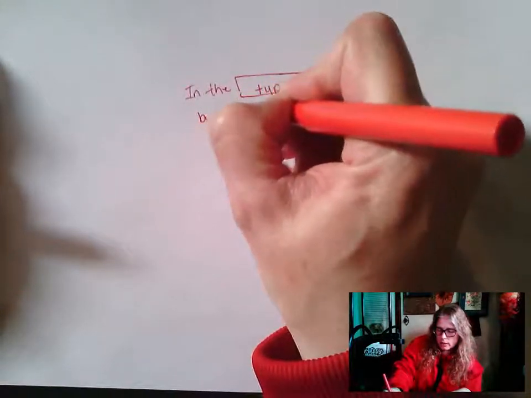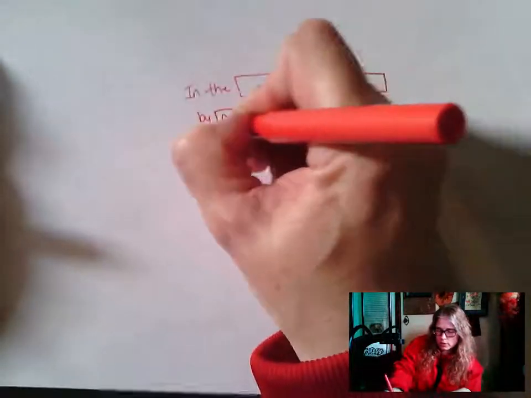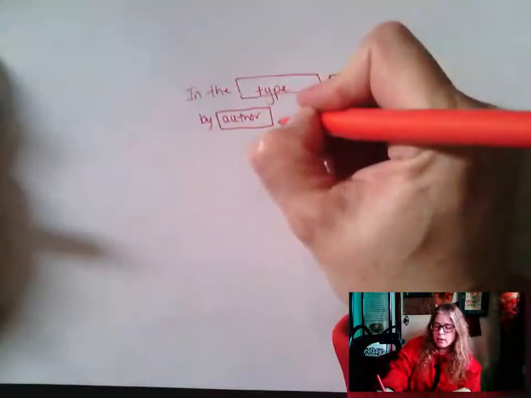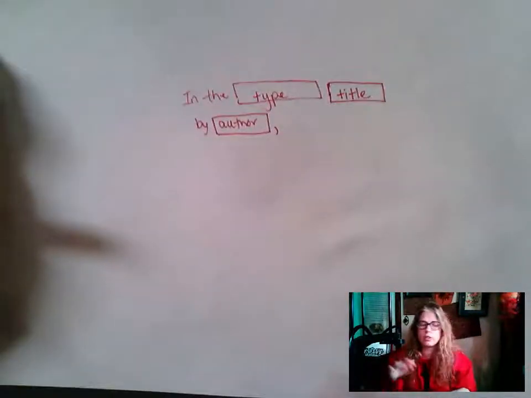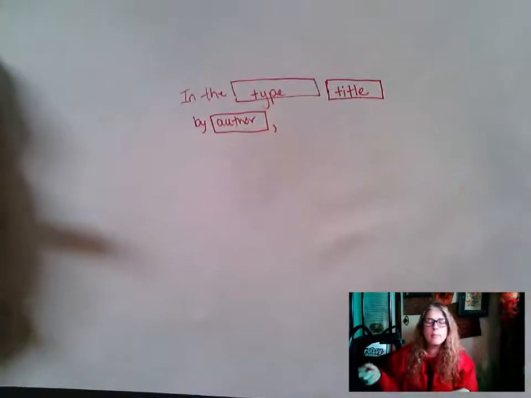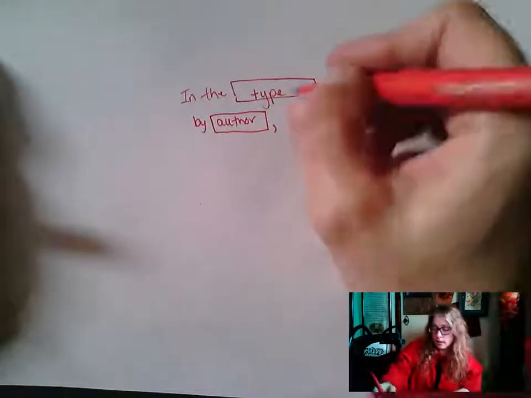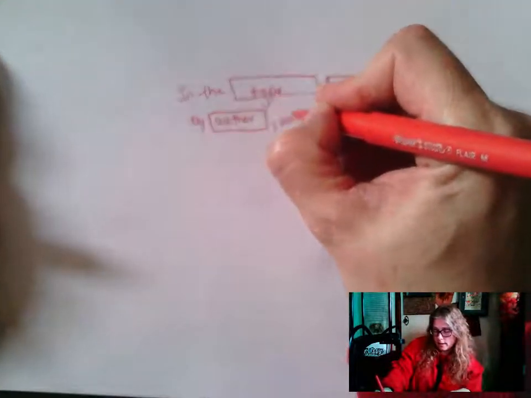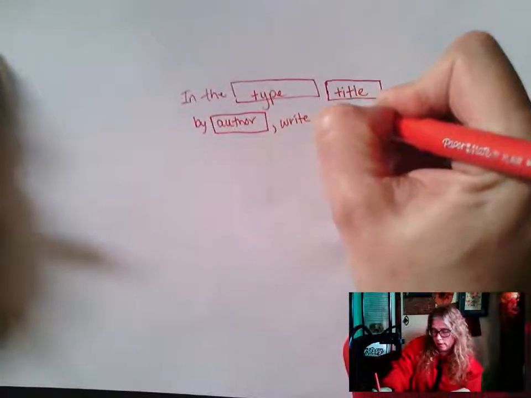So same thing, you would want to look at your source that you're using, and write the name of the author. Then you follow this with a comma because this is serving as your entire introductory clause. Now you're ready to write out your theme. So I'm going to say write theme here.